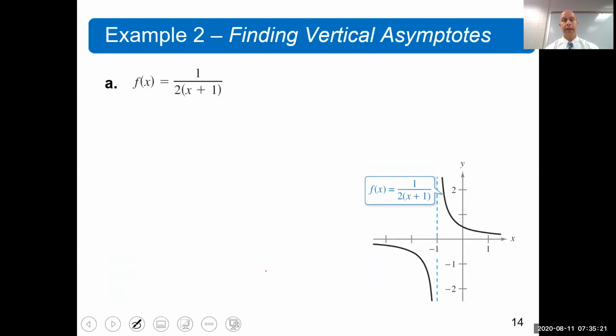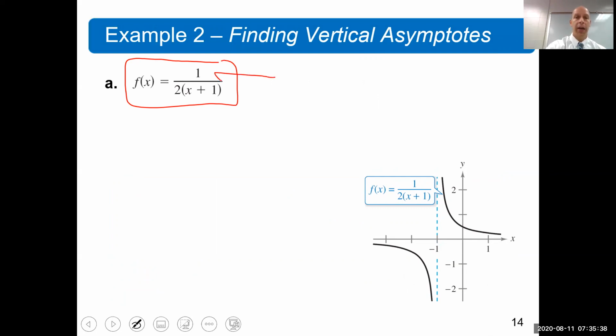So let's look at our last example here. This is example 2, finding vertical asymptotes. And again, you may already be familiar with, if I gave you a function like this, you just look and you can tell that there's a vertical asymptote at x equals -1. But we can use that last theorem.